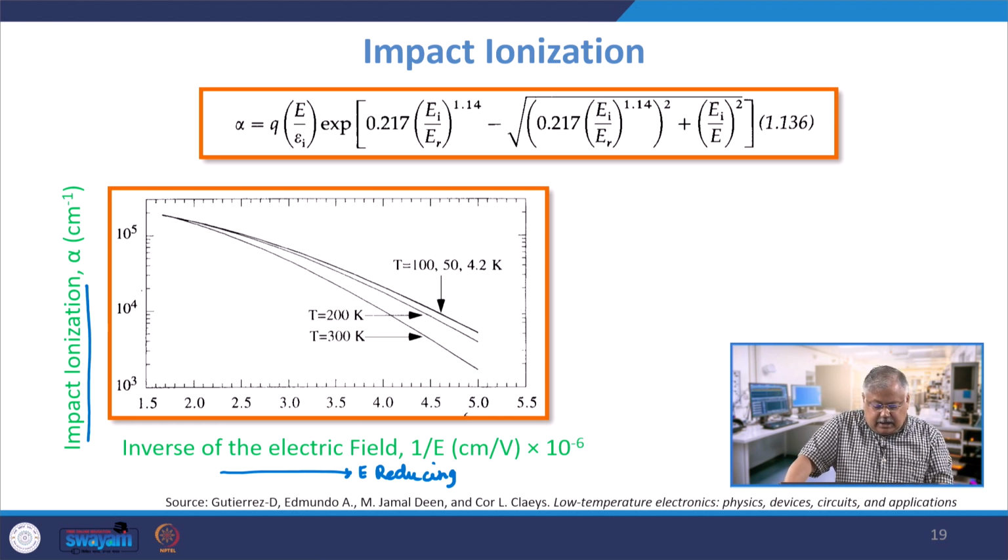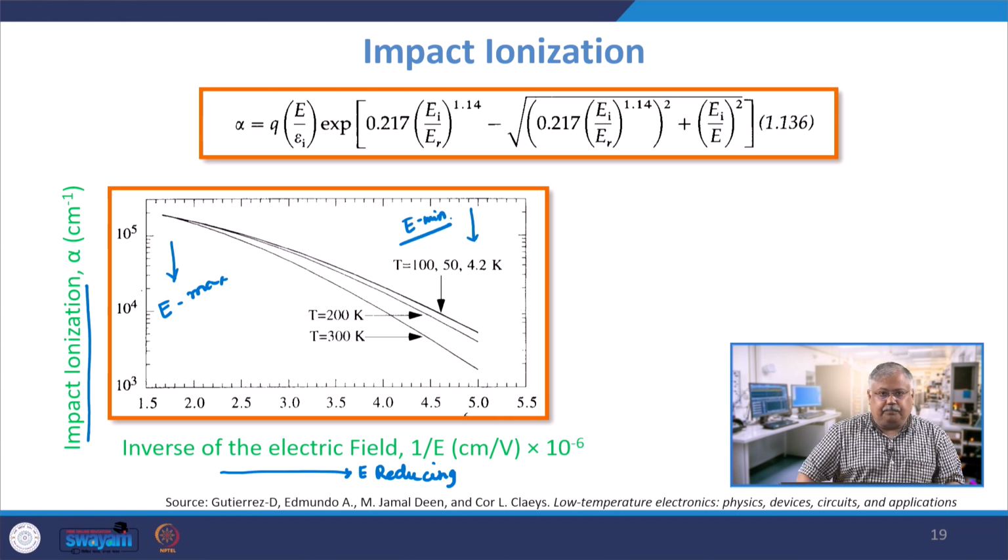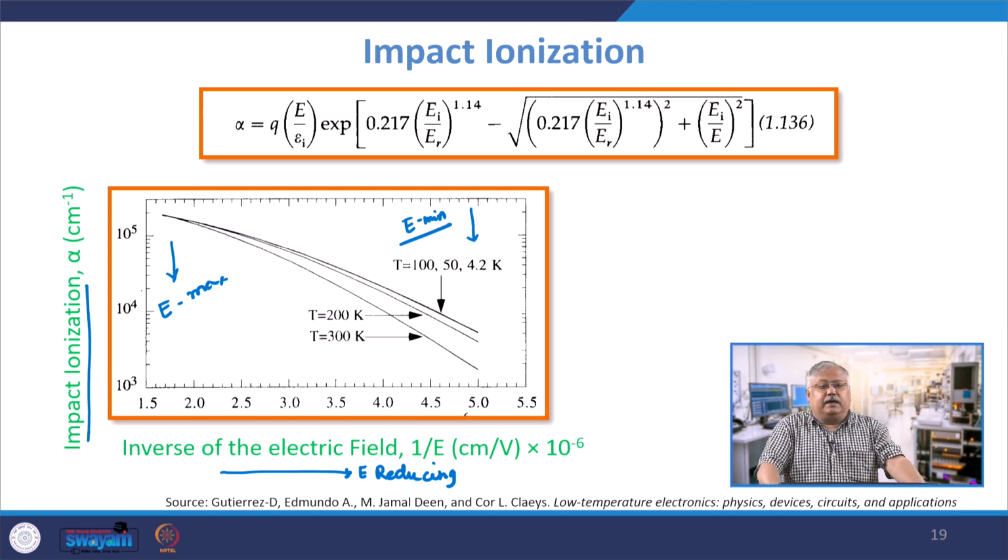And as you can see, this side therefore is basically my E max, the maximum electric field, and this is the point where you have E min, where the minimum electric field is available to us. Now, at maximum electric field, of course, the impact ionization will be maximum, and therefore you see the values are relatively very large in this case, whereas when the electric field becomes very small, the alpha value goes down.